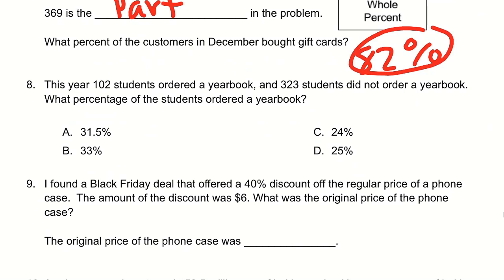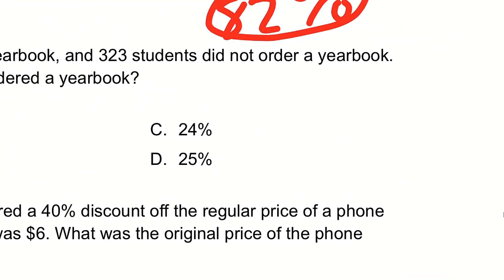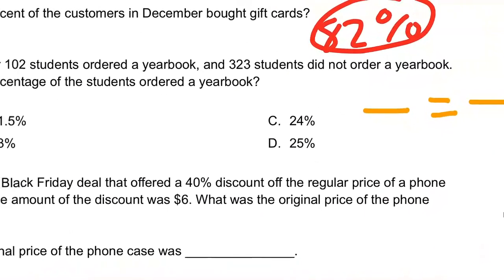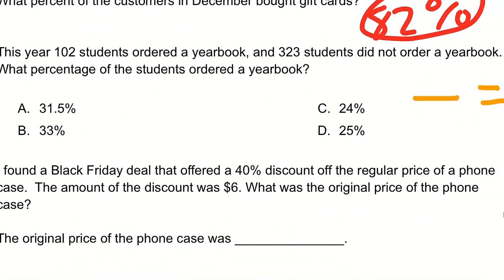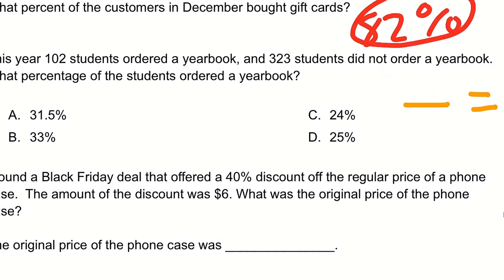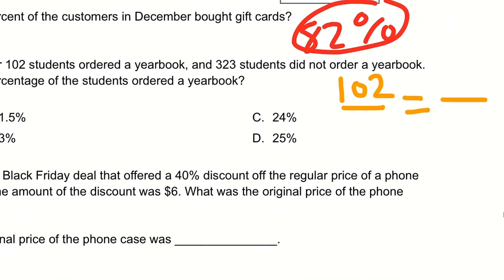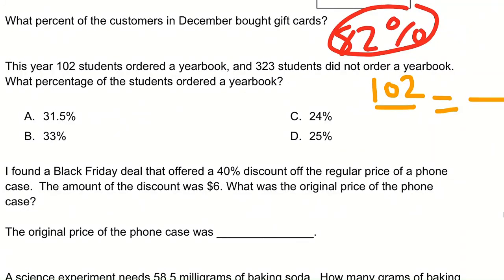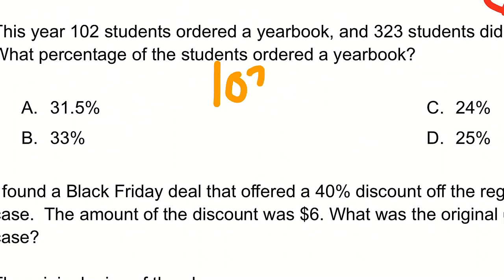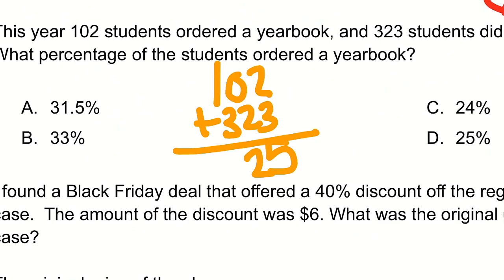Okay, so right off the bat, I know we're going to use fraction bar equals fraction bar, just because we're so smart like that. And then what they are asking, what percent of the students ordered a yearbook? Okay, so they gave us that number in the beginning, which was 102. That's your part. But they didn't give us our total. They just said these students didn't and these students did buy a yearbook. So we got to figure that out. We're going to do simple addition for that. It's going to be 102 plus 323. That's 5, that's 2, and that's 4.